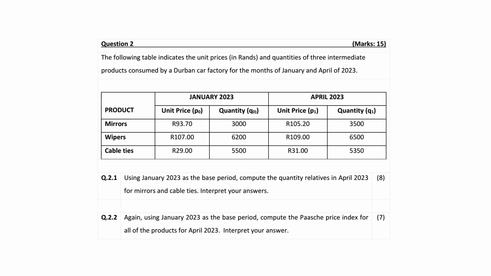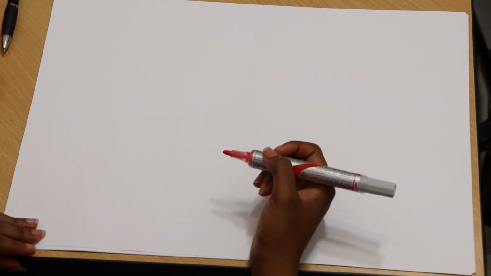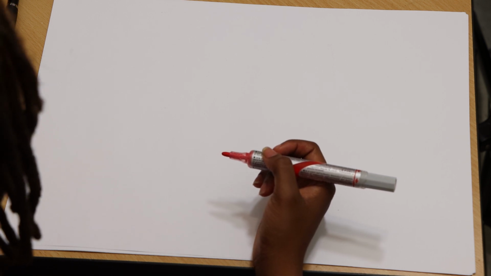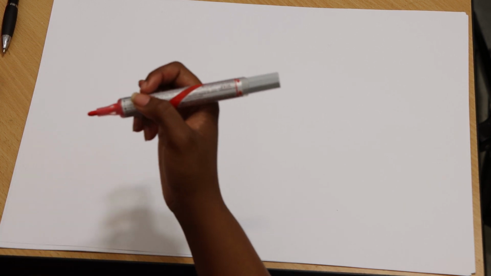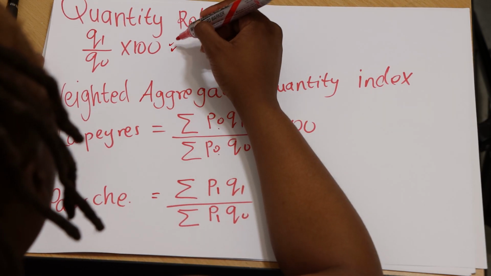Question 2.1 says, using January 2023 as the base period, compute the quantity relatives in April 2023 for mirrors and cable ties. Then interpret your answer. So since it is for quantity relative, it means we are going to use the first equation, Q1 over Q0 times 100. We're going to use this equation.